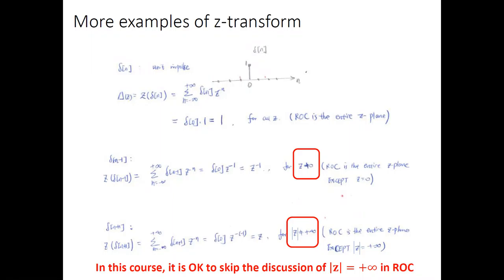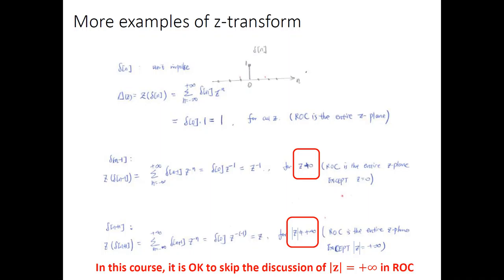So what about delta of n minus one? Again, we use the standard formula. Delta of n minus one is a time shifted version of delta n. It equals one when n equals one and it's zero everywhere else. Therefore, this infinite sum only has one term, which is when n equals one. In that term, z to the power minus n becomes z to the power minus one. And this is the expression for z transform of delta of n minus one. Because of this expression, it has a pole at z, because z to the power minus one means z is on the denominator. Therefore, we must make sure that z is non-zero, because the denominator cannot be zero. In other words, the ROC is the entire z plane except the single point z equals zero.